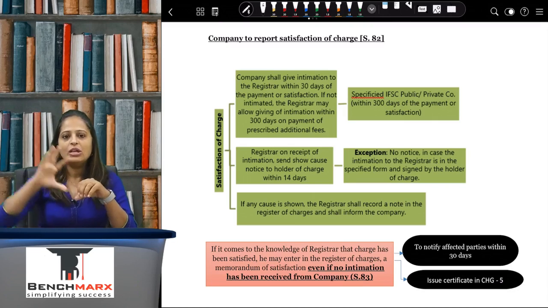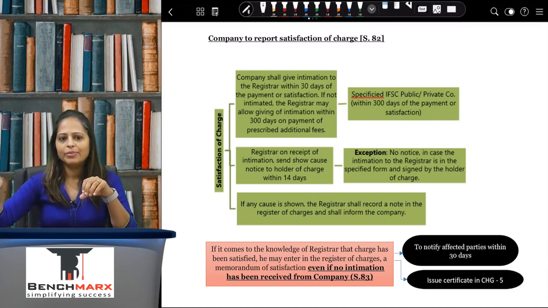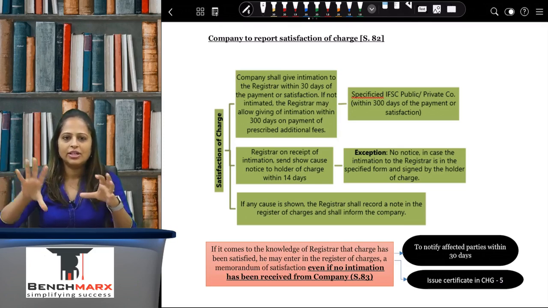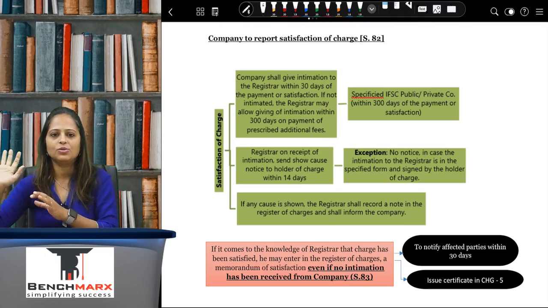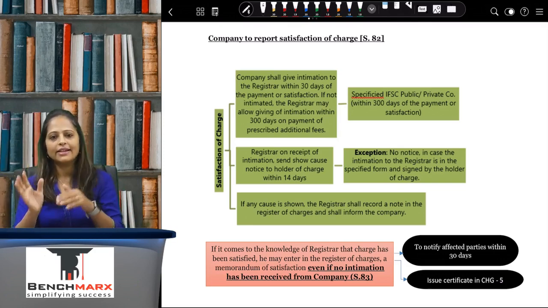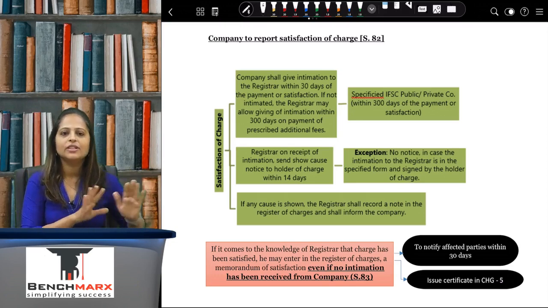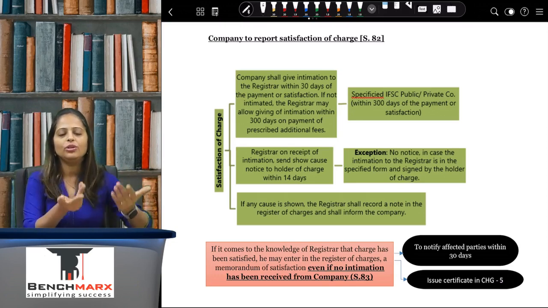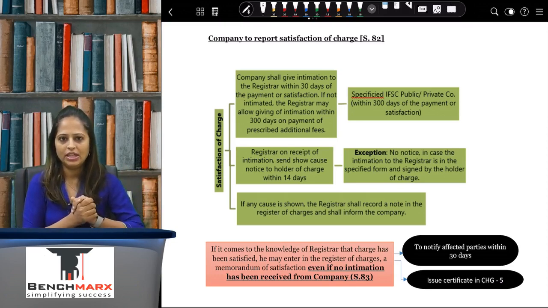Now there are two situations. One, where the company will take the sign of the charge holder. The company will say that the charge holder also agrees that the charge has been satisfied. They both together intimate the ROC, and the ROC will take into consideration the satisfaction of charge. Second, where the sign of the charge holder is not taken. So the company is going to the ROC and telling him that I have satisfied the charge.